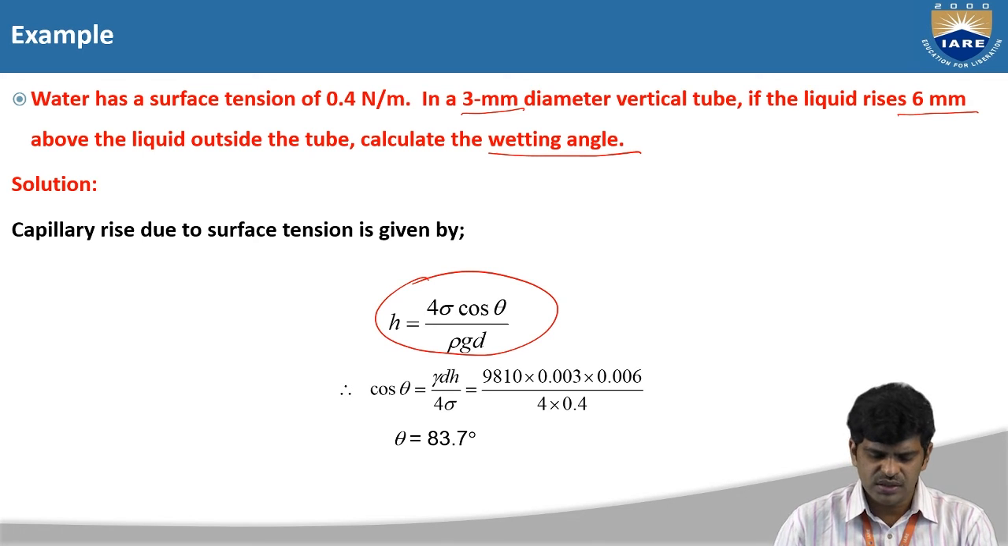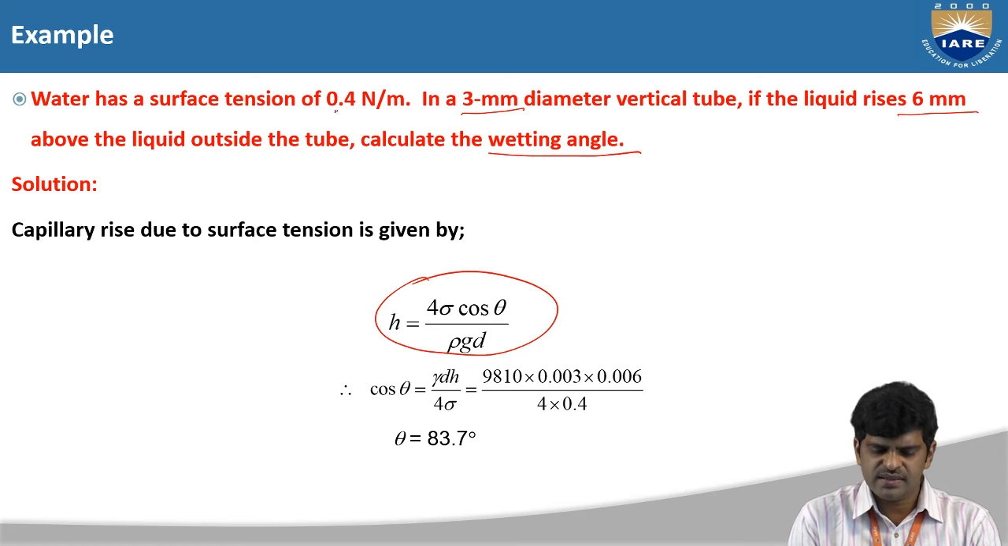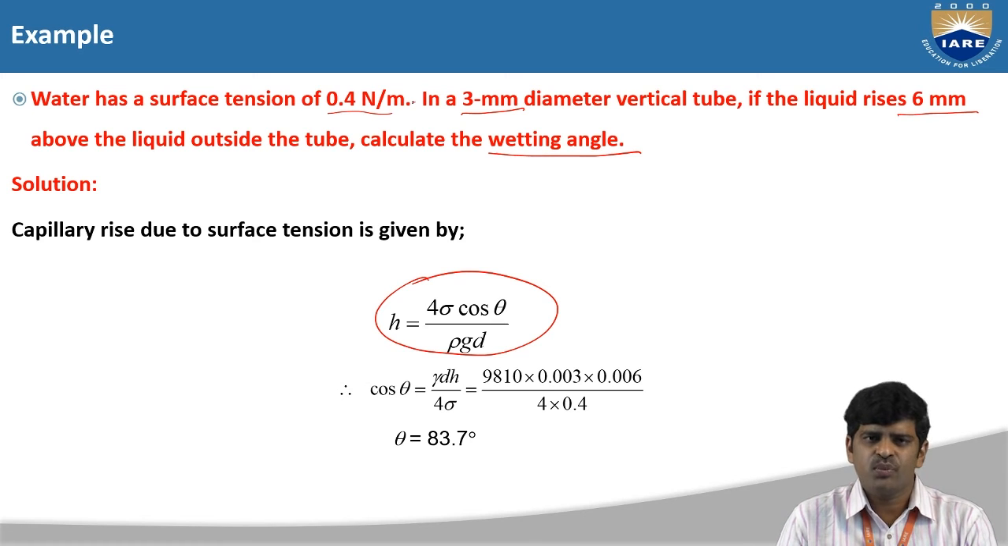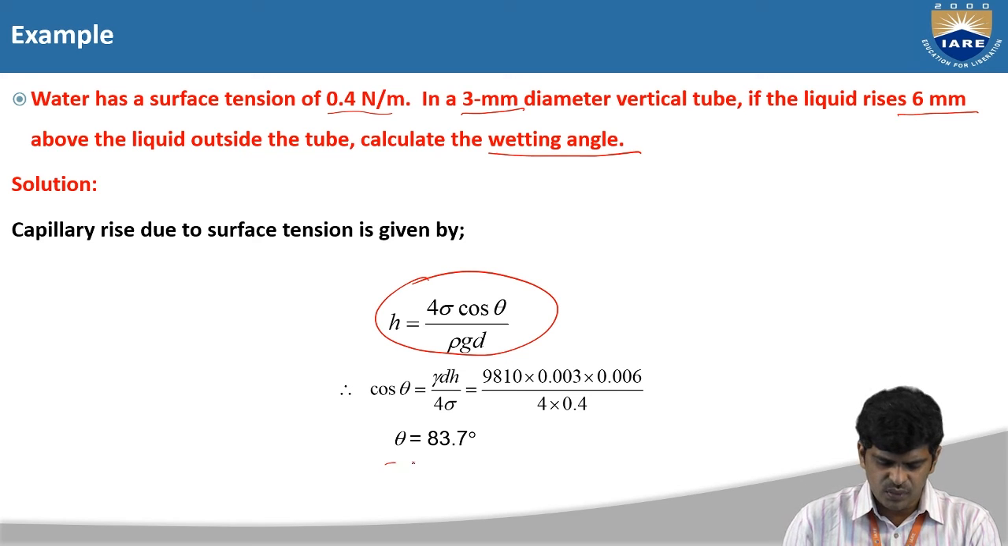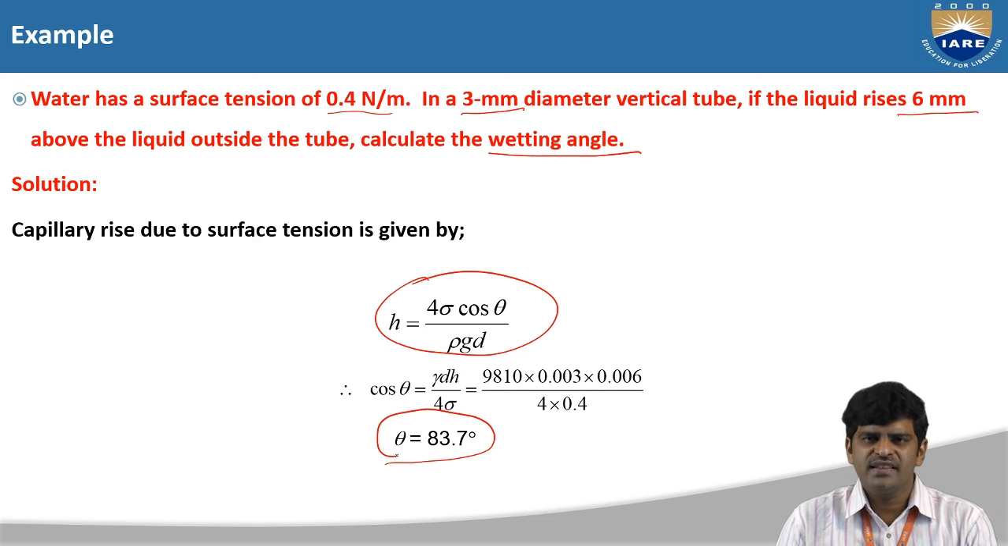And sigma, again, has already been given as 0.4 Newton per meter, that is the surface tension. As we know all other values, we simply substitute all the known values, from where we get theta is equal to 83.7 degrees.